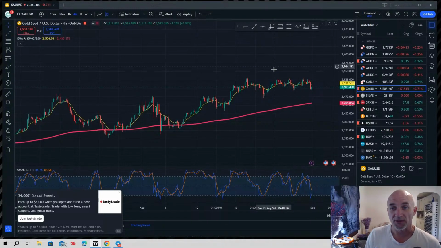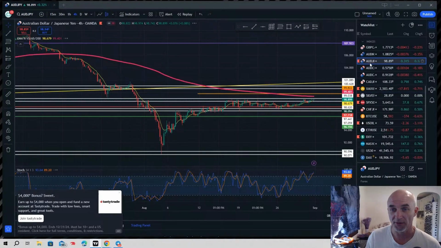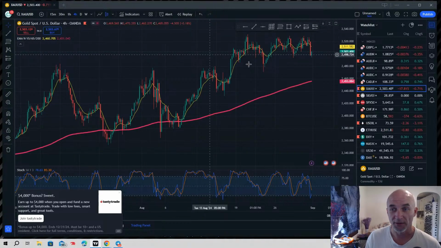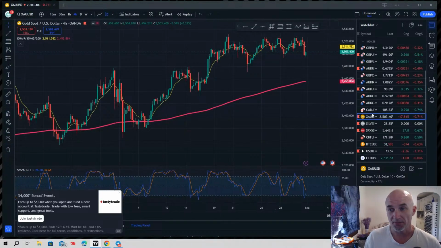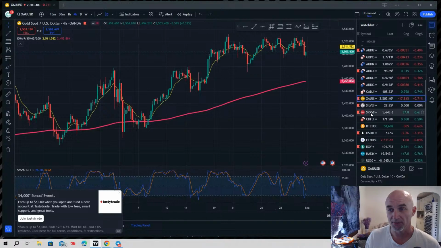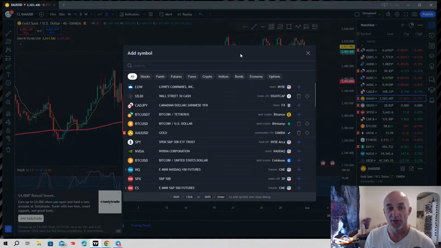A watch list is pairs that you want to be trading. And to be honest, I trade Australian dollar with the Japanese yen, and I trade gold against the US dollar. That's pretty much all I do. That's more than enough for me. There's so many different things. So this watch list is where you can go click on the add.